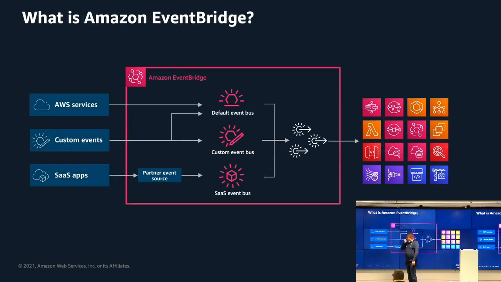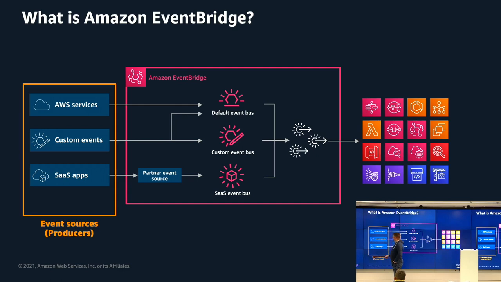Now I will talk a little bit about EventBridge, right? Because from my experience, a lot of customers don't know about this service or know almost nothing about it. It's relatively new. It was announced two years ago, probably. So that's the event router, which has producers on the left side, consumers on the right side, and then event buses in the middle, right?